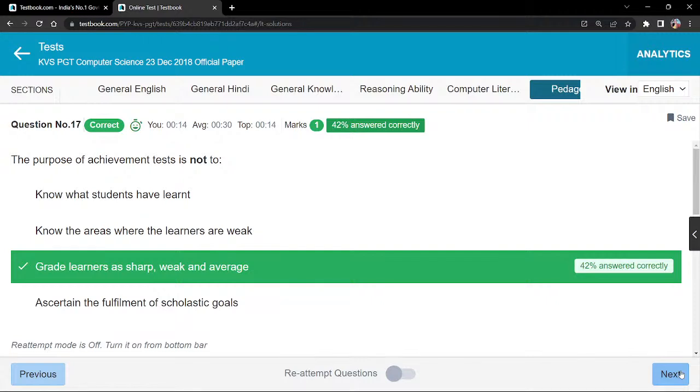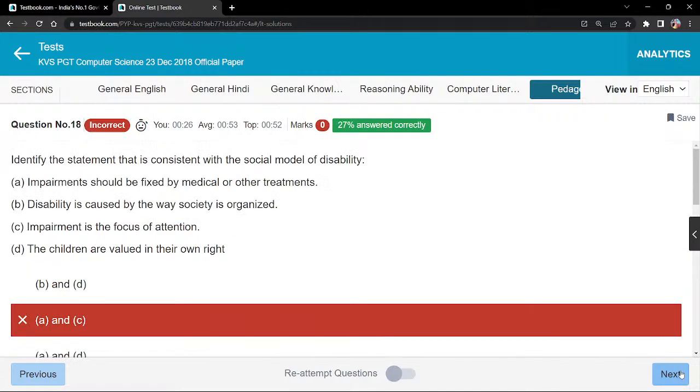Grade the learner as sharp, weak and BCT. Consistent with the social model of disabilities. Disability is caused by the way society is organized. Impairment is the focus of attention. The children are valued in their own right.